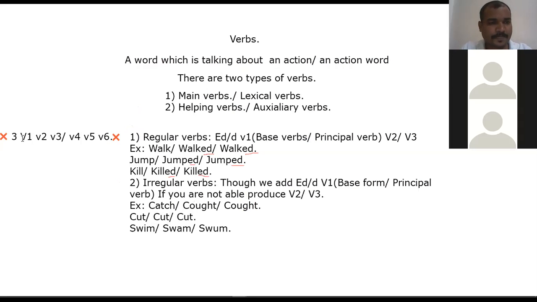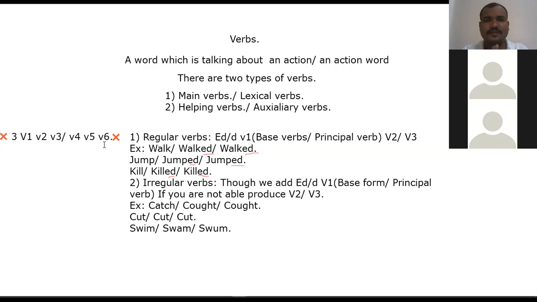Okay. So now, here I said V1, V2, V3, V4, V5, V6. Generally for spoken English, we just need V1, V2, V3. These are forms of verbs, while regular and irregular are types of verbs. Don't get confused between types of verbs and forms of verbs. If you want to be a good speaker in any language, you're supposed to know V1, V2, V3.